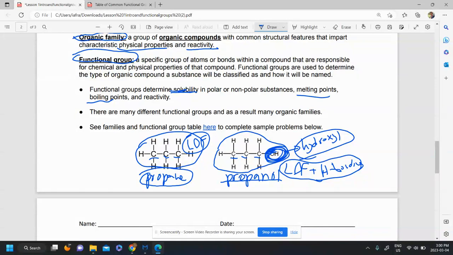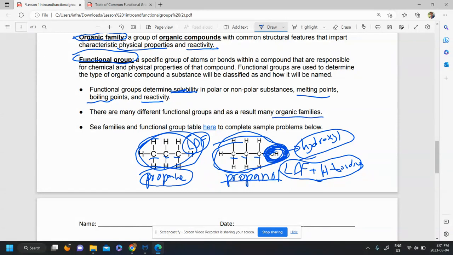And then the functional groups also determine reactivity. So this molecule here will undergo different reactions than this molecule here. And that's primarily because of the OH group. The OH group can do different types of reactions if you have it and if you don't have it. So because there's many different functional groups that exist, there'll be many different types of organic families.